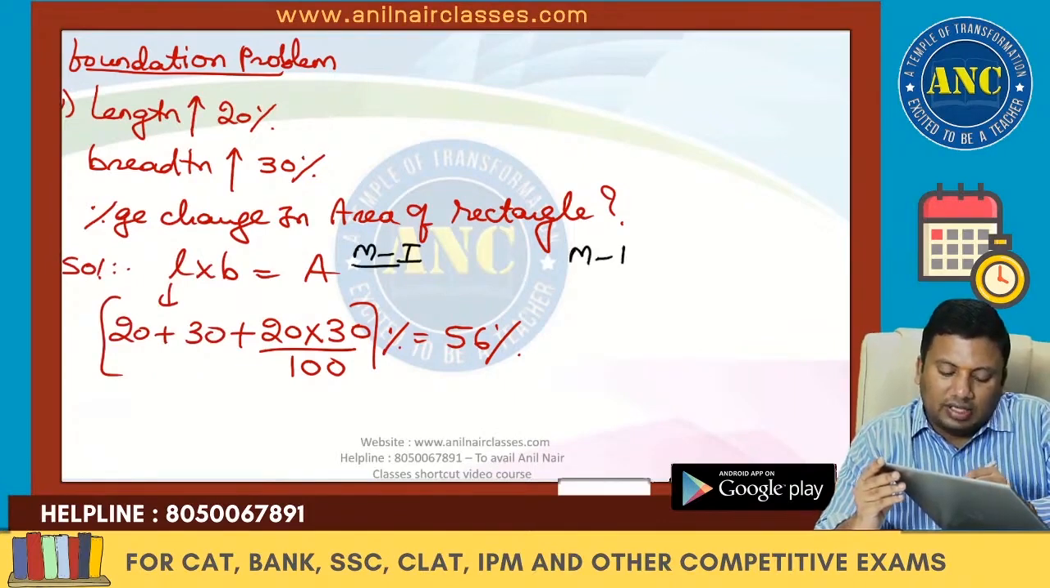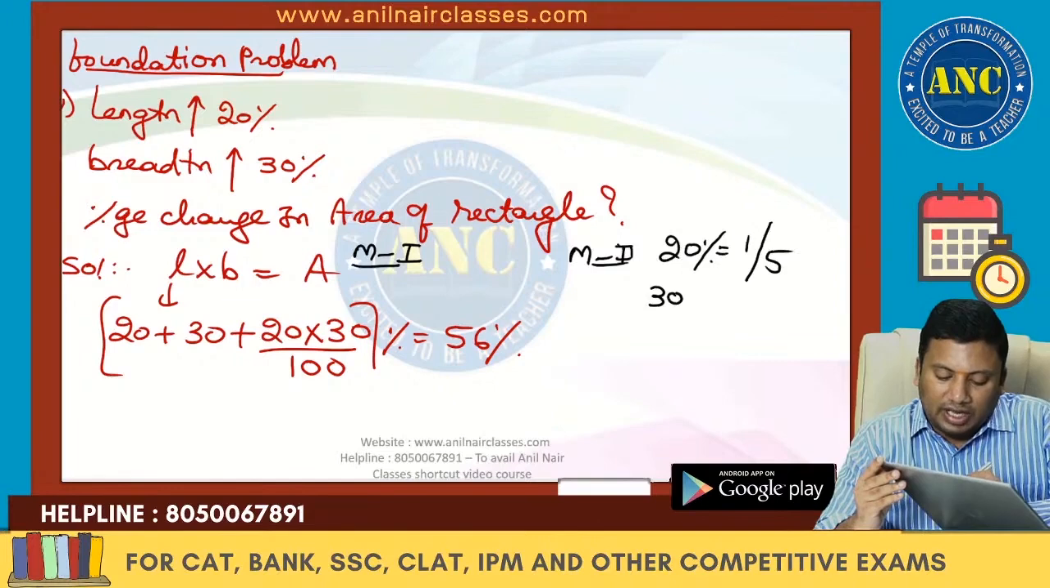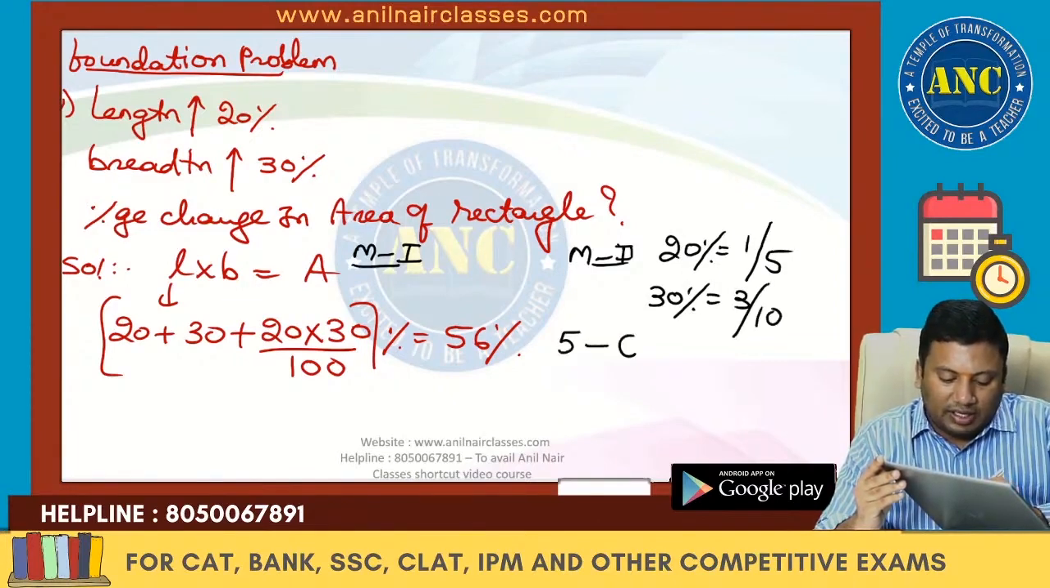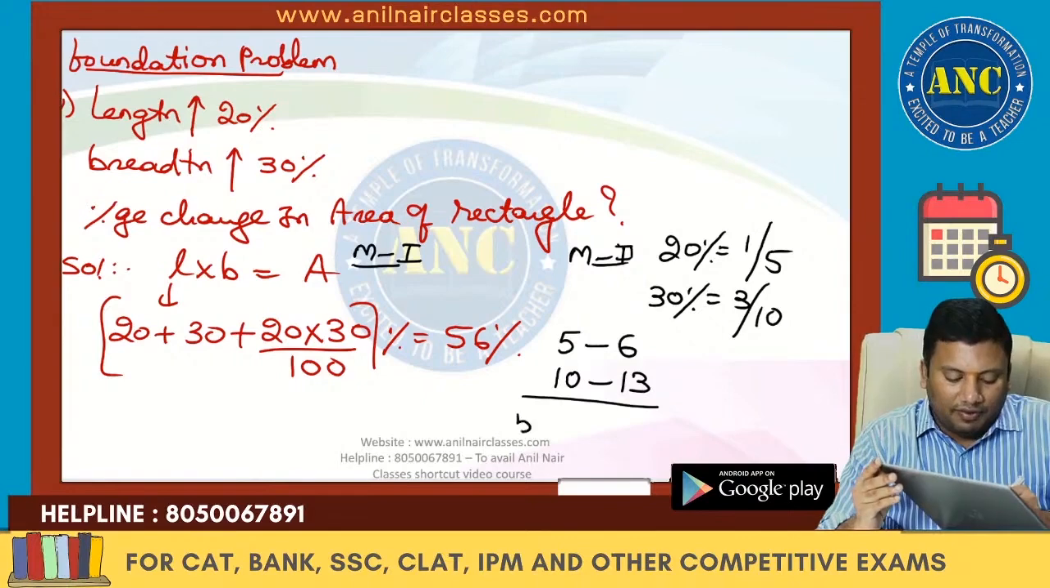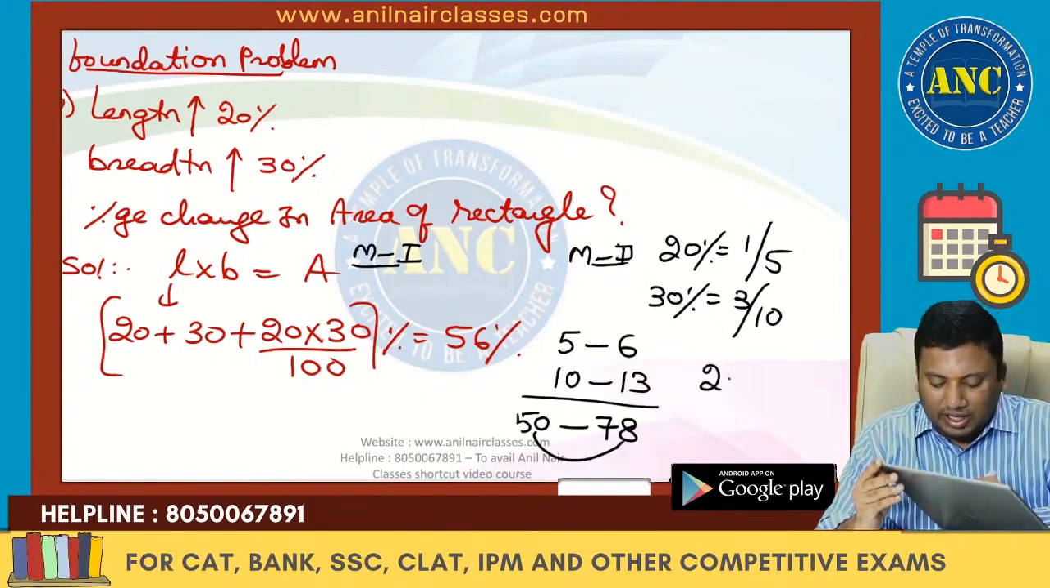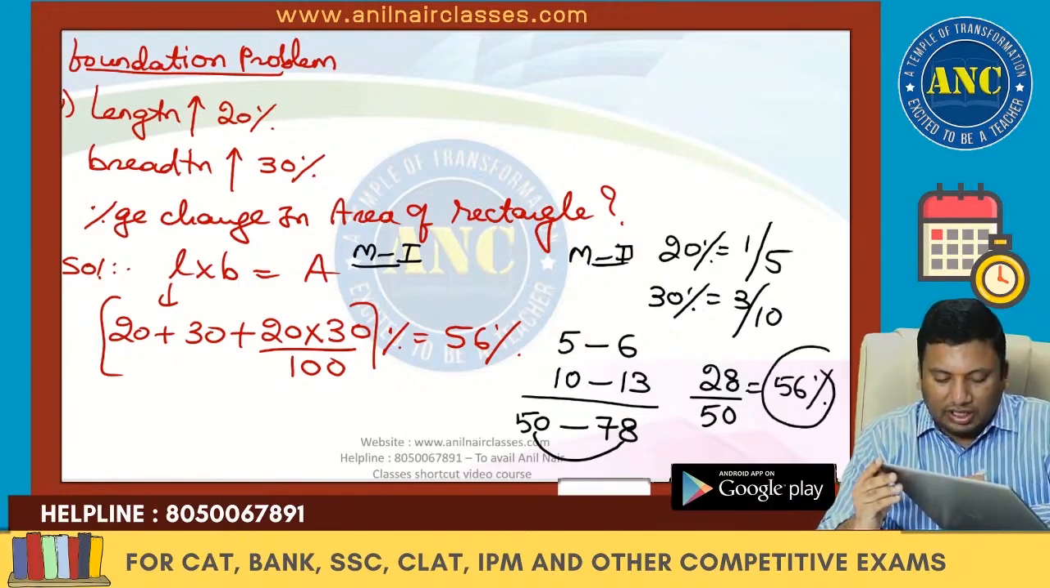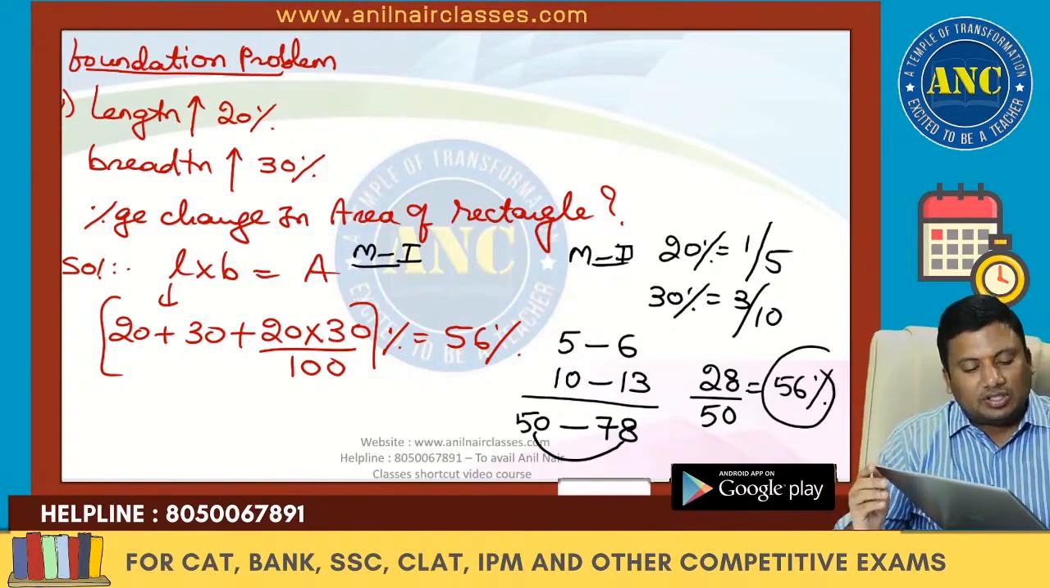In method 2, we did successive percentage. How did we do it? 20 percentage is 1 by 5. 30 percentage is 3 by 10. 5 plus 1 increase is 6. 10 plus 3 increase is 13. 50 is becoming 78. There is an increase of 28 on 50, which is nothing but 56 percentage.